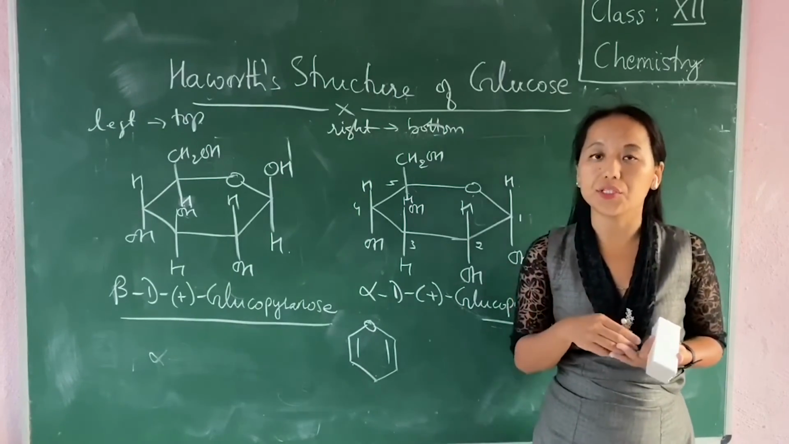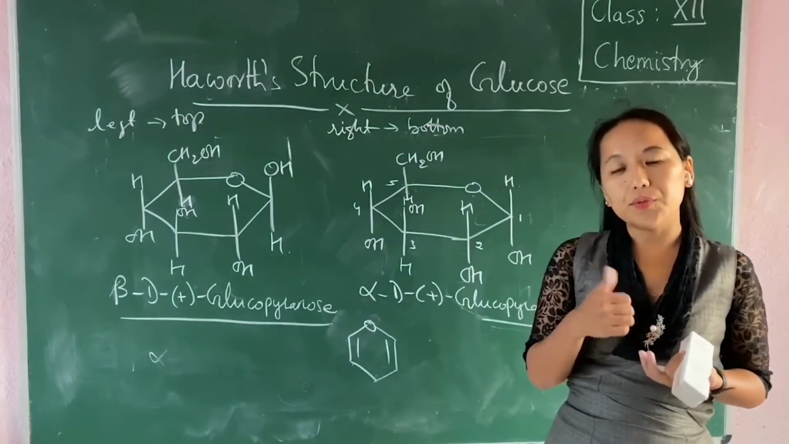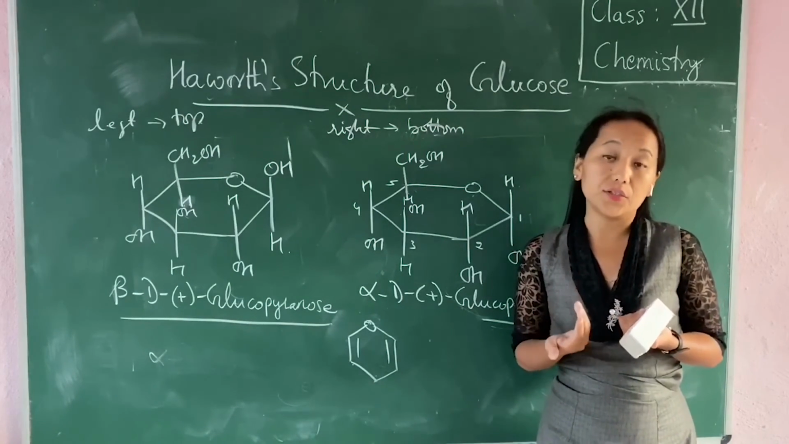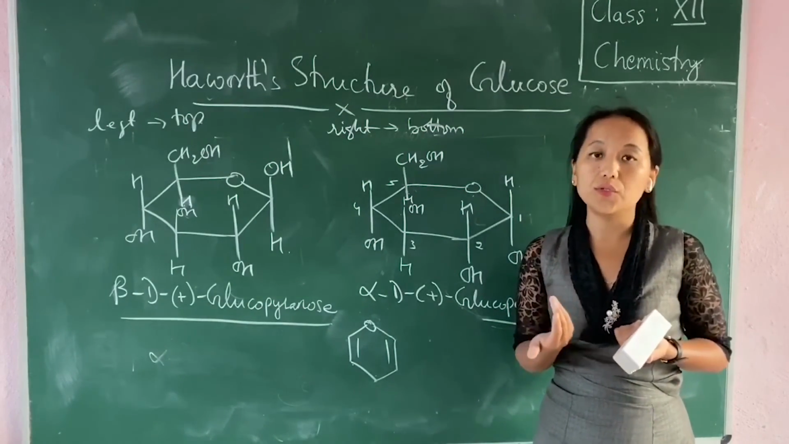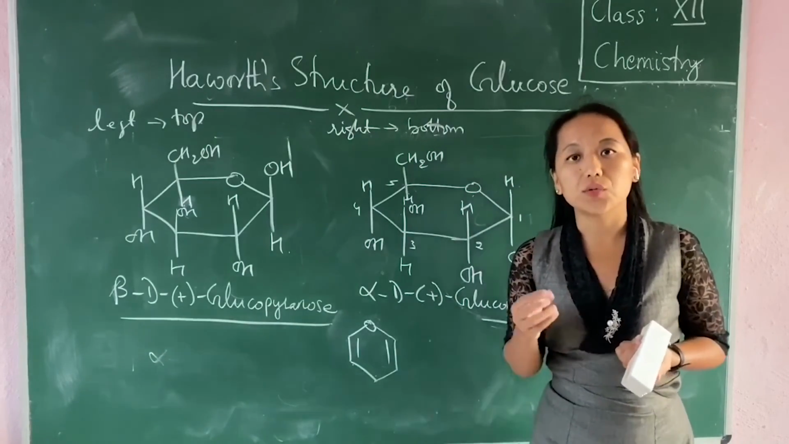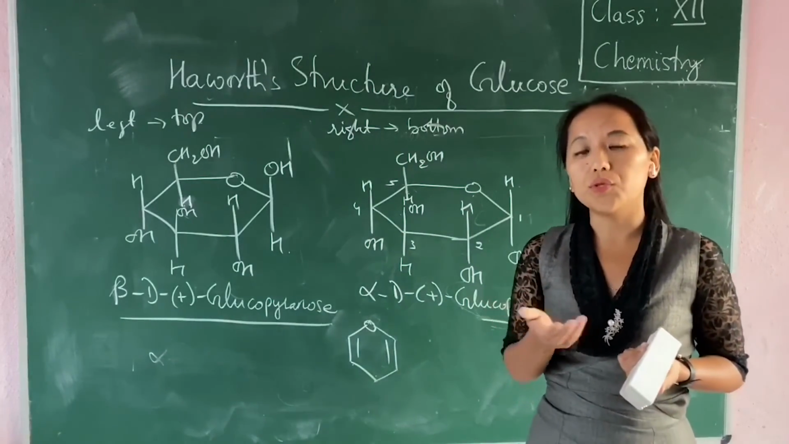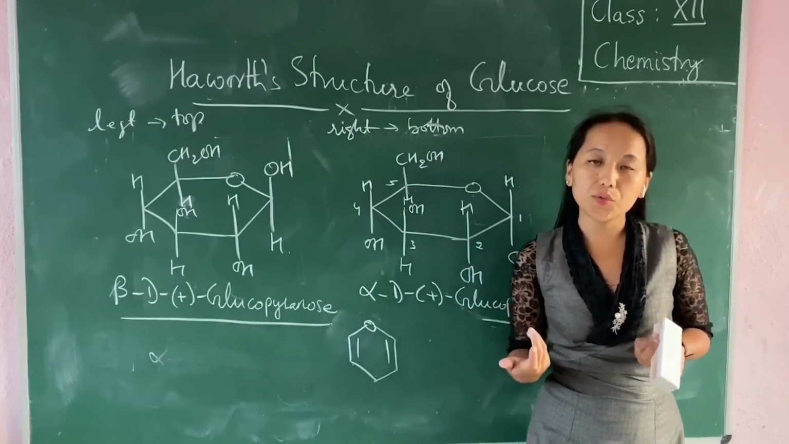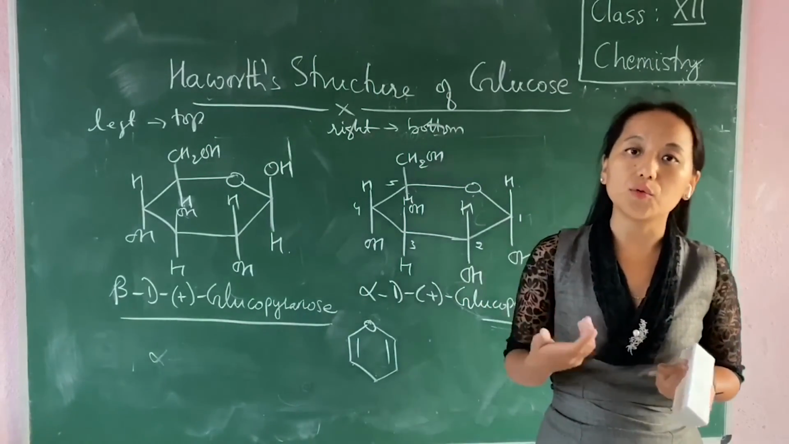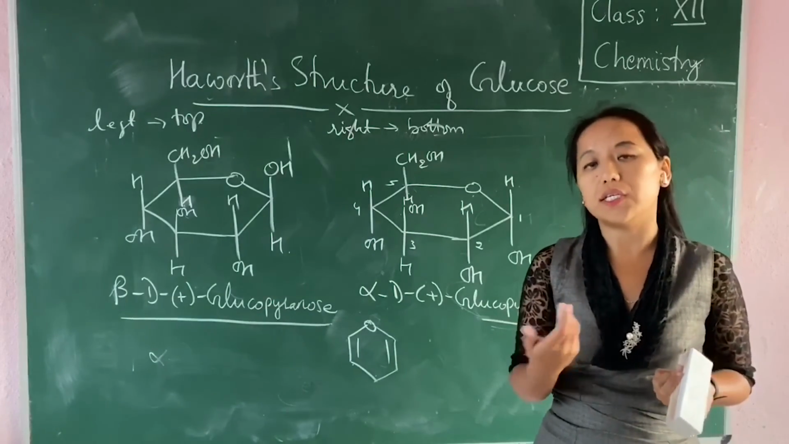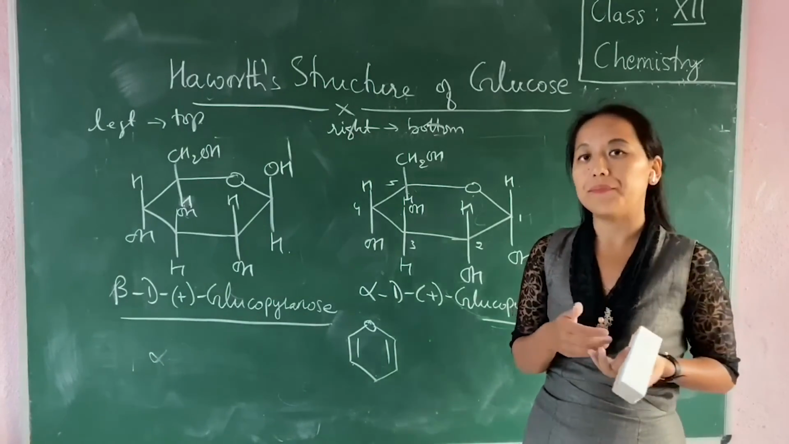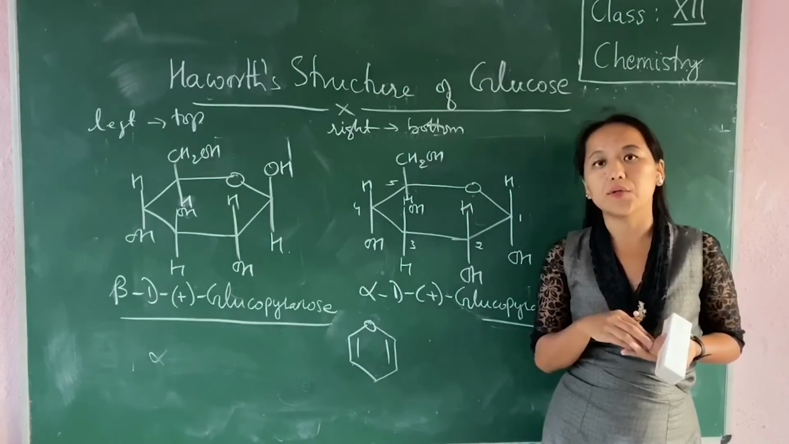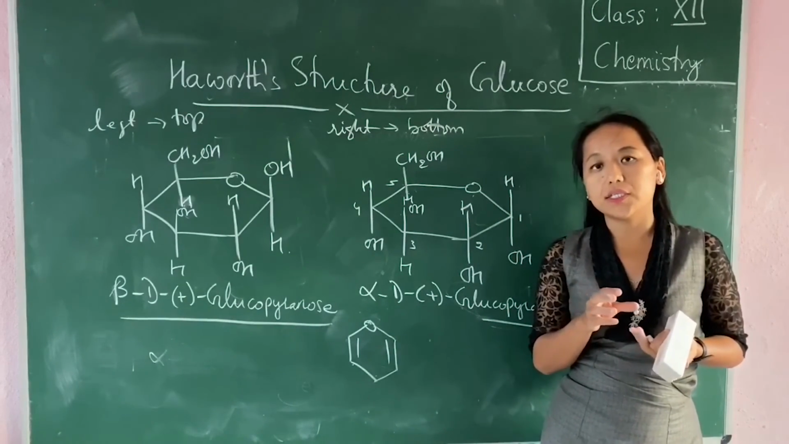That is the classification. Preparation of glucose consists of hydrolysis of starch or cellulose. Starch or cellulose on hydrolysis gives glucose. Sucrose gives glucose and fructose on hydrolysis.